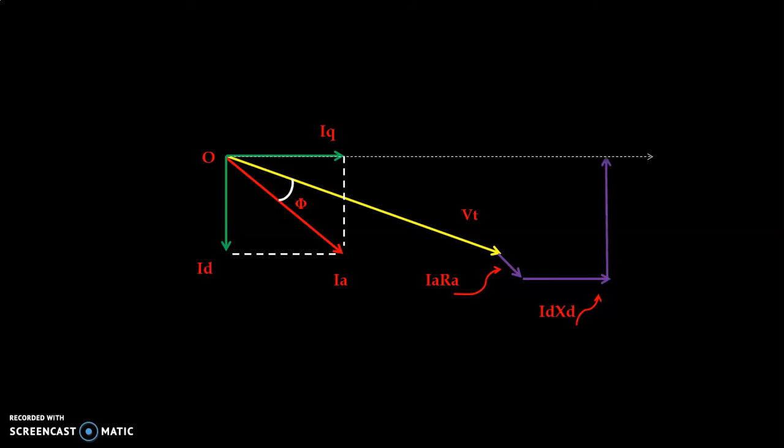And same way we have voltage drop because of quadrature axis reactance, and that is IQXQ, and that is also perpendicular to the IQ. And then we can draw the no load EMF, and that is indicated by the EO. The angle between current and no load EMF, that is psi, and angle between terminal voltage and no load EMF, that is known as delta, and that is power angle.